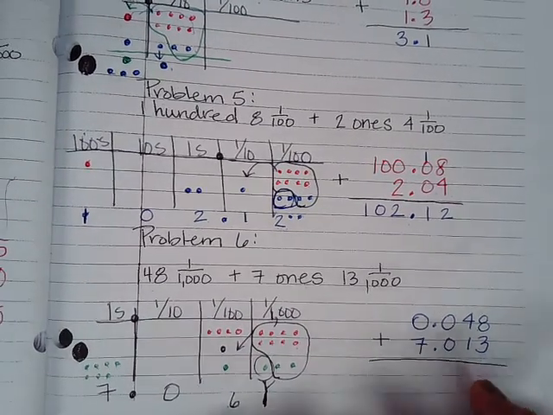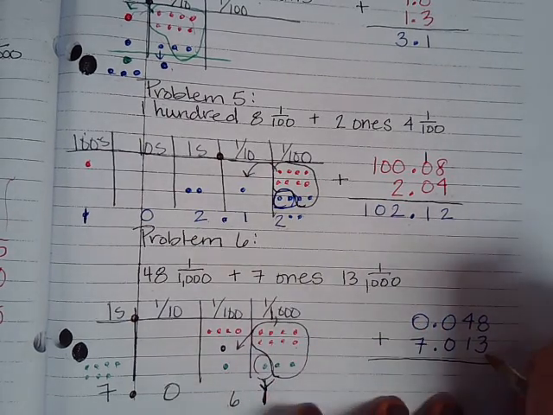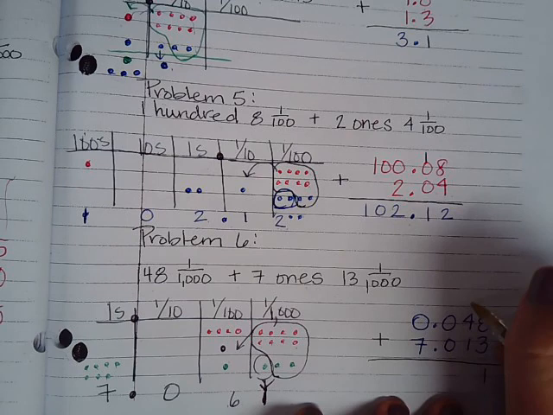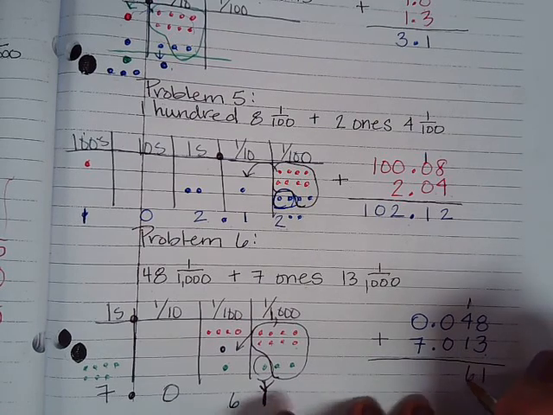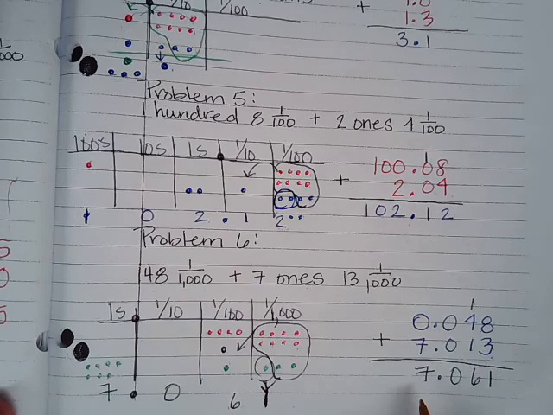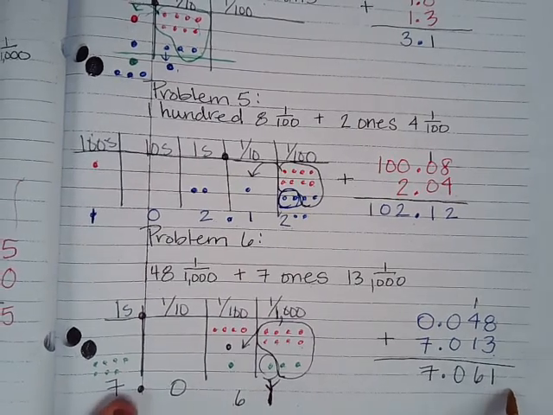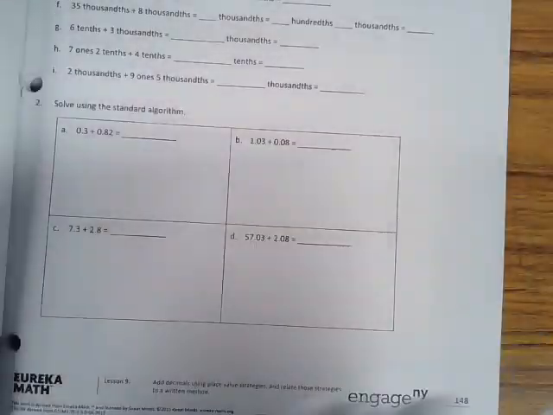Now let's go over here and check it. 8 plus 3 is 11. I'm going to add 1/10 over here. 4 plus 5, 6. 0. So 0.061.